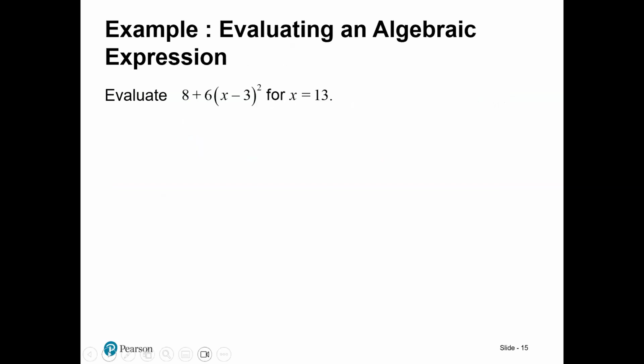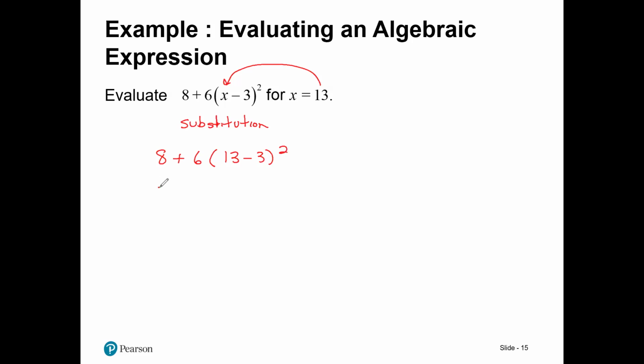We want to evaluate 8 plus 6 times x minus 3 squared for x equals 13. So what we mean is we want to do the substitution first. So now we just have 8 plus 6, and then parentheses, so that x is now the 13 minus 3 squared.